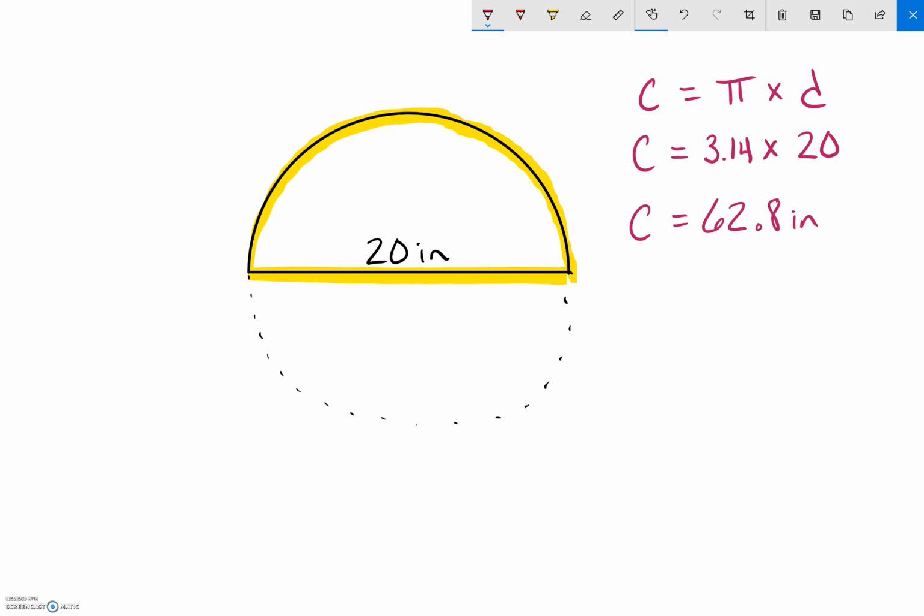Okay, we only want the distance around half of this circle. I probably should change the color because I highlighted the diameter. We're just looking at this. What is this distance? And so it's obviously half of what the full circumference would be. So all we have to do is take 62.8 divided by 2. And so our circumference of half of the circle would be 31.4 inches.